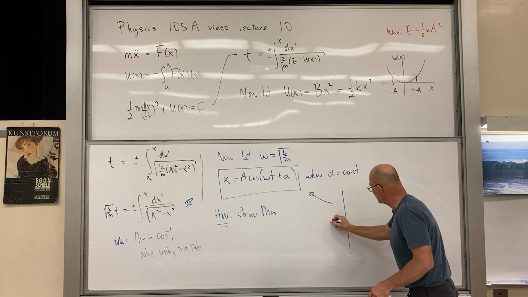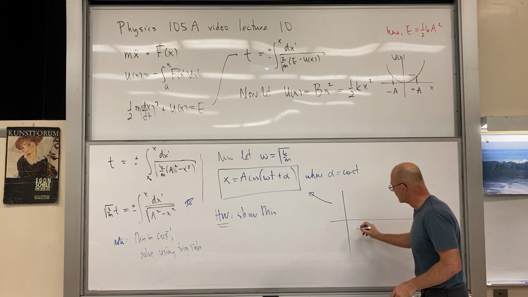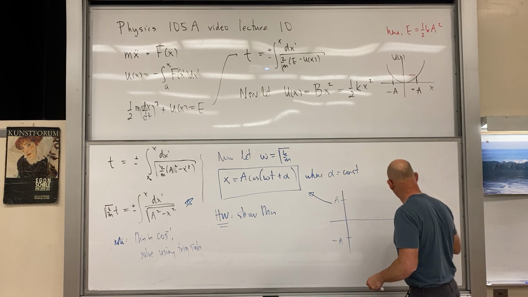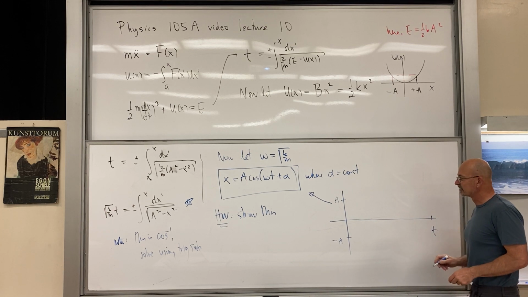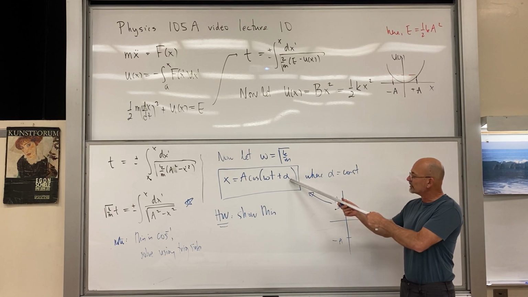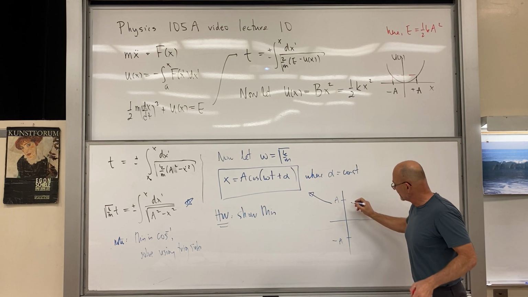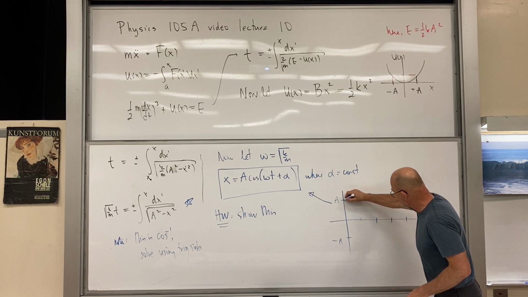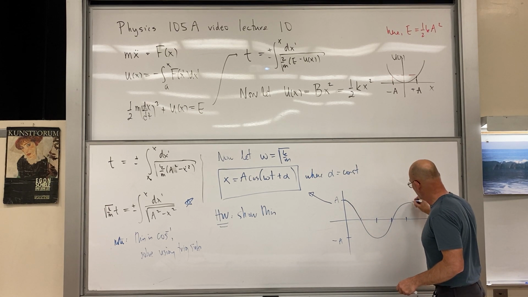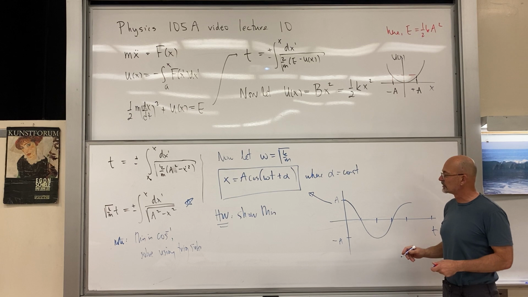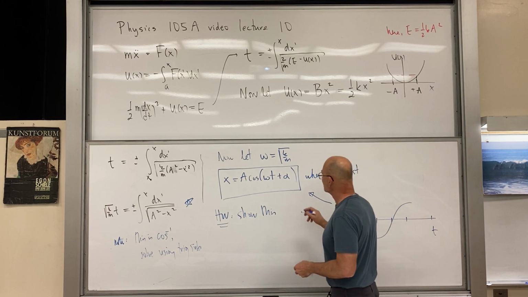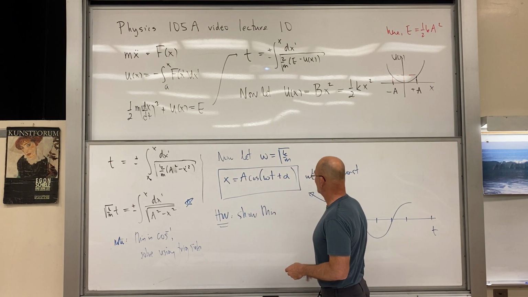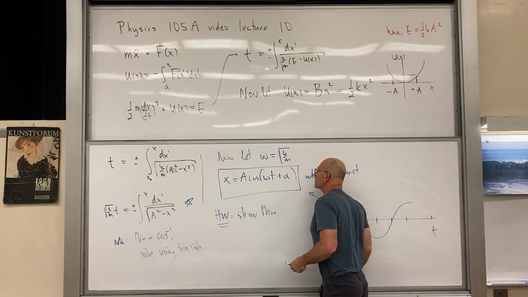Of course, it's well known. We're moving between negative a and a. We've got the t-axis here. If alpha equals 0, then we can just graph our cosine and keep going on and on. Okay, sinusoidal motion and amplitude independence.